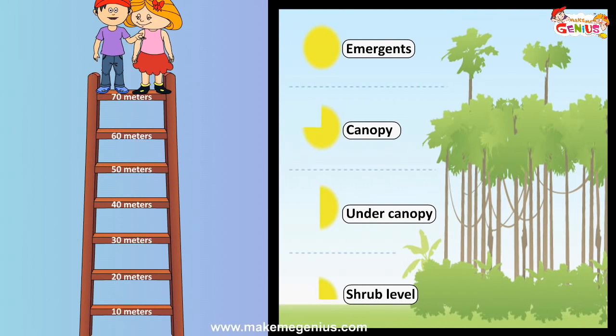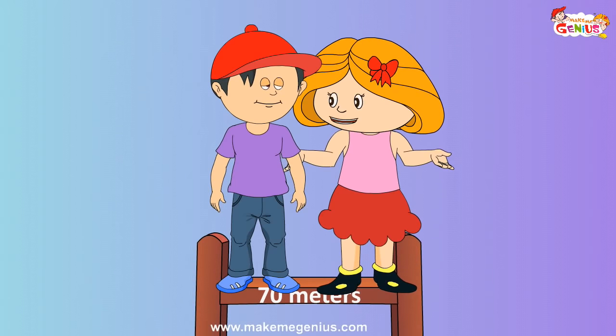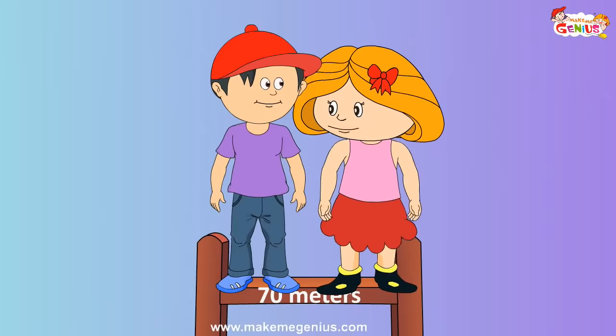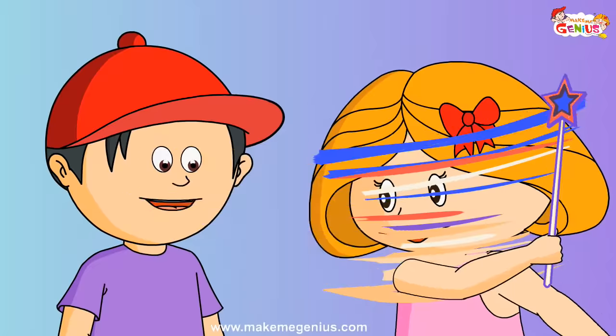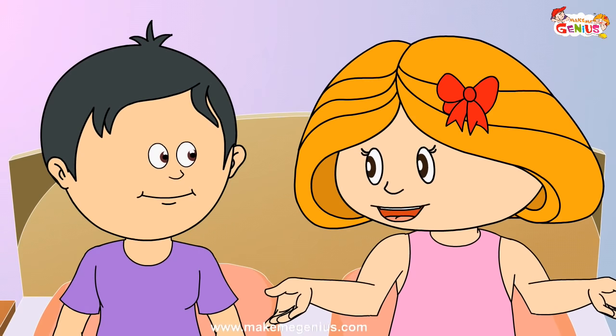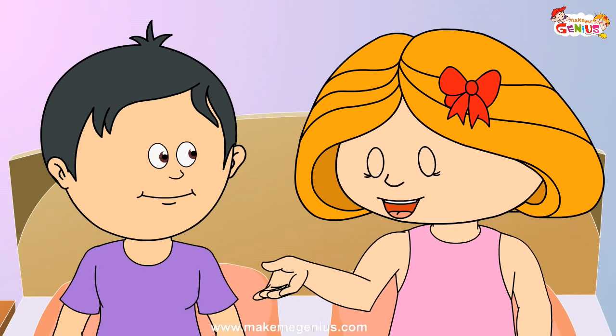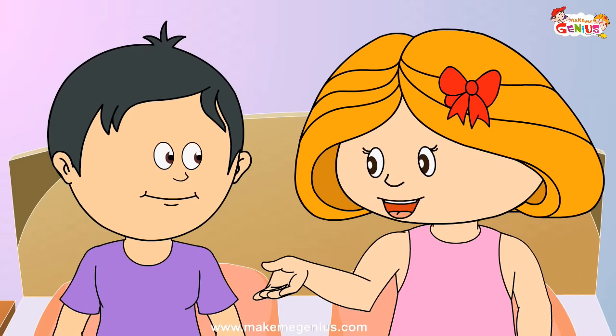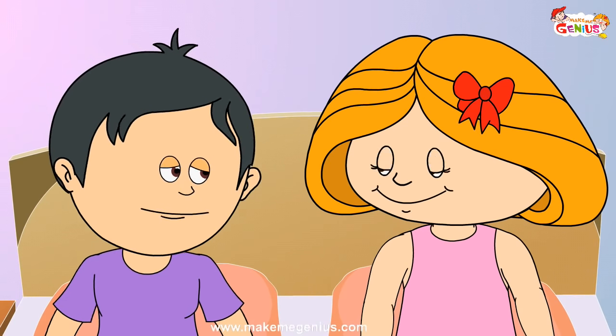Oh, true. Emergents are at the top of the tallest trees in the rainforest. These are much higher, and that is why they are able to get more light than the average trees in the forest canopy. Okay, now we have seen all layers. Let's go back. Now you know all about rainforests, their location, animals and types of trees. Anything else you want to know?